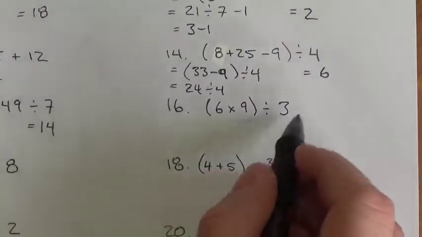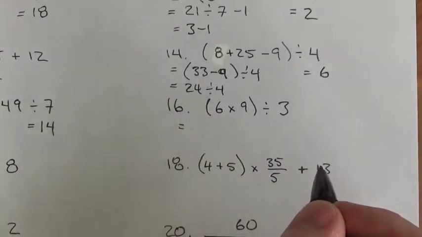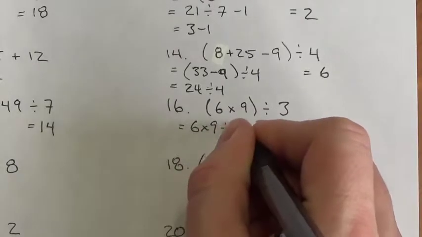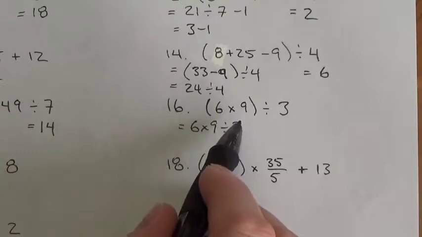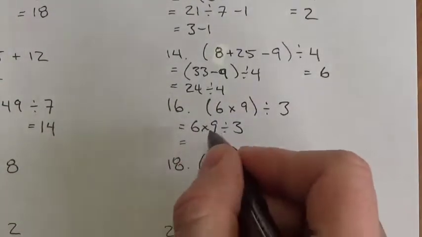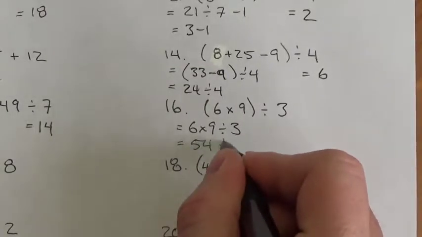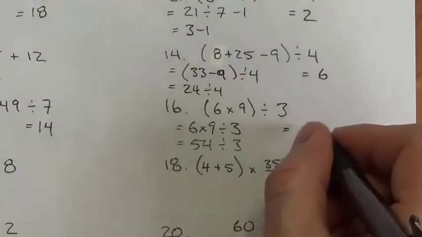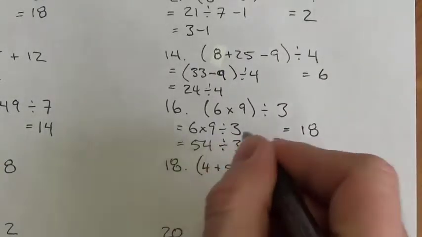Okay, so 6 times 9 divided by 3. Now, in this case, those parentheses are not necessary. I could, as my first step, for example, just drop them. Because it's multiplication in here and division out here, I would simply do it in order left to right. So 6 times 9 is going to be 54. And then 54 divided by 3 is 18. Just left to right there.